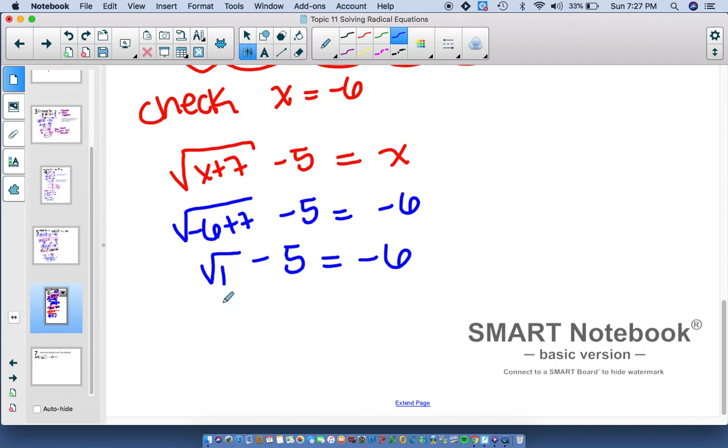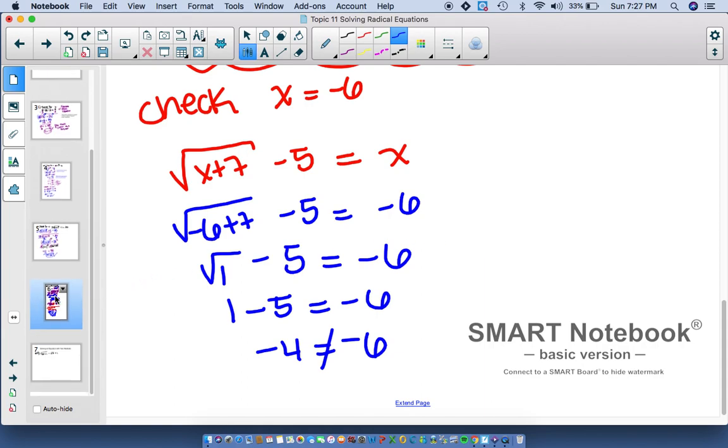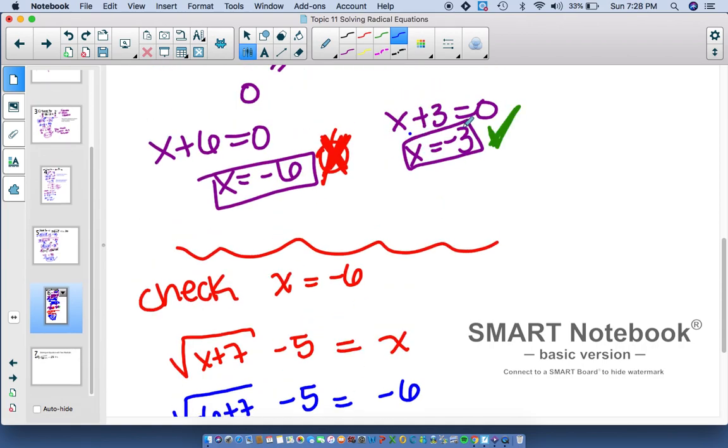Square root of 1 is just 1, right? Minus 5. Okay, well 1 minus 5 is negative 4. So this is clearly not equal. Okay? So that's why x equals negative 6 does not work. All right. And then just make sure you check negative 3 and make sure that when you check it works out. Okay?